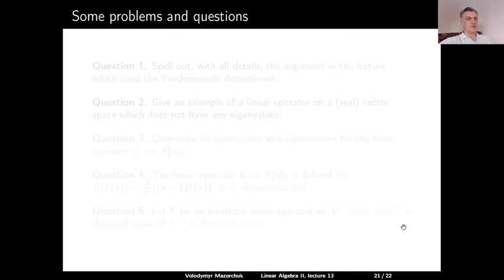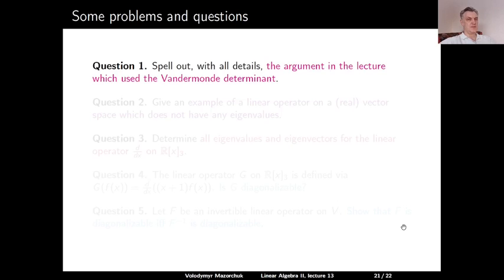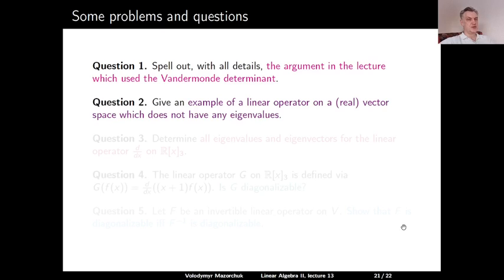Let us finish with some problems and questions. Question 1. Spell out with all details the argument in the lecture which used the Vandermonde determinant. Question 2. Give an example of a linear operator on a real vector space which does not have any eigenvalues. Question 3. Determine all eigenvalues and eigenvectors for the linear operator on the set of all polynomials with real coefficients of degree at most 3, given by taking the derivative of the polynomial.